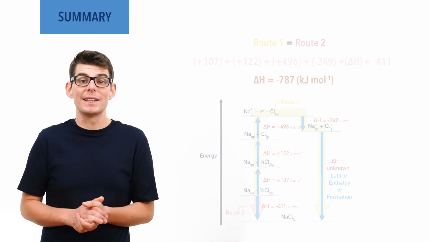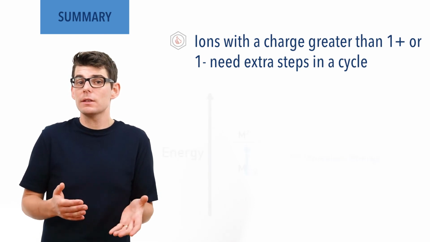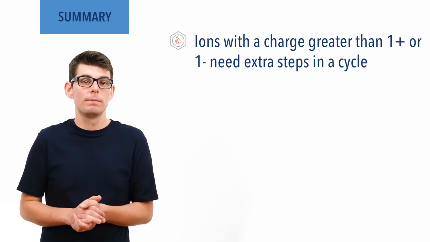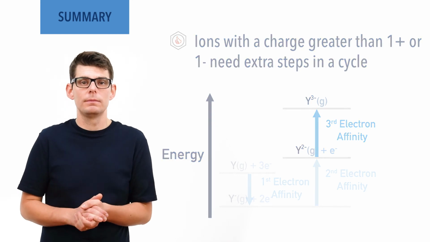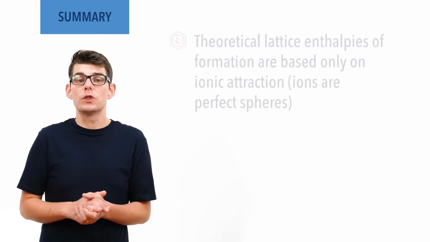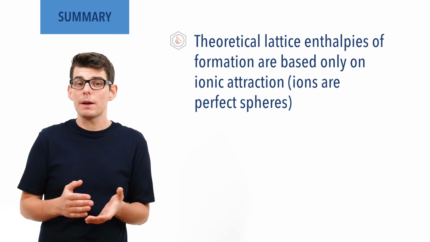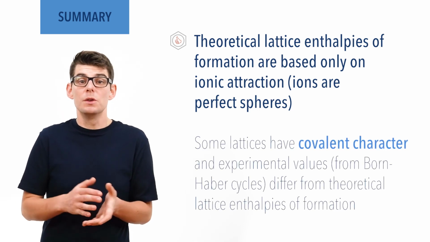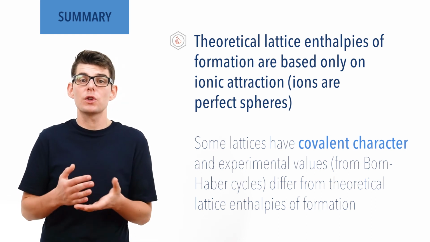Extra steps need to be added in for ions that have a charge greater than 1+ or 1-. This would be second ionization energy for 2+ ions and third ionization energy for 3+ ions, and second and third electron affinity for 2- and 3- ions. Theoretical lattice enthalpies assume all ions are perfect spheres with only ionic interaction. For some compounds of covalent character, experimental values obtained for lattice enthalpies of formation using experimental data in Born-Haber cycles may differ from theoretical values based only on ionic attraction data.